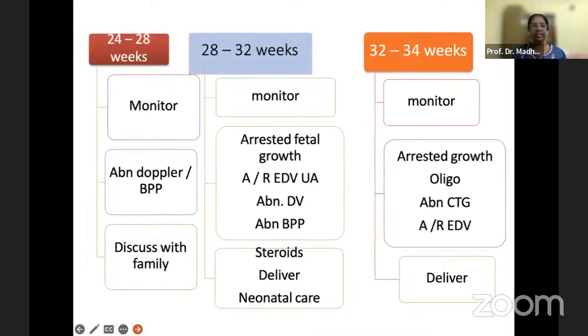In a nutshell, at 24 to 28 weeks, individualize the patient. Any abnormal Doppler, take a call with the family. At 28 to 32 weeks, monitor. Any abnormal Doppler, give steroids and deliver. At 32 to 34 weeks, maybe it's a little bit easier to make the decision to deliver the baby.